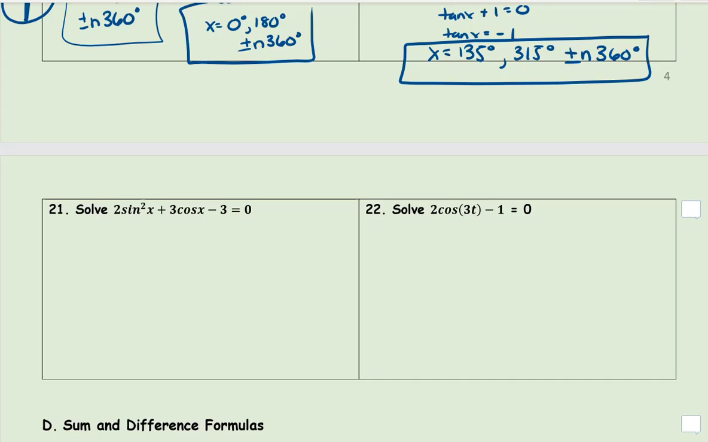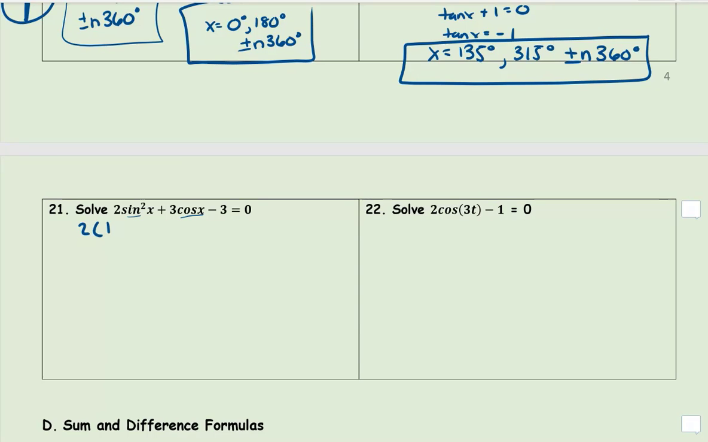So for example number 21, we have: solve 2 sine squared x plus 3 cosine x minus 3 is equal to 0. Now we have a problem here, because we want to be able to factor things. I think we have 3 terms, and usually you think factor when you have 3 terms, but we don't have the same trig function here and here. But what we do have is our Pythagorean identities. So in order to make them all the same trig function of cosine, I'm going to turn sine squared x into 1 minus cosine squared x.